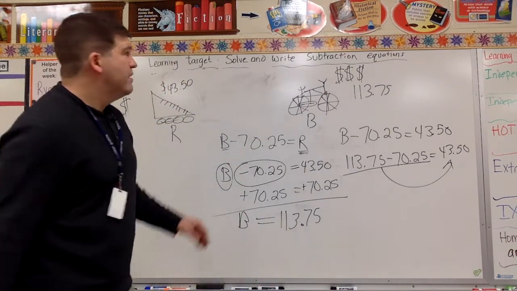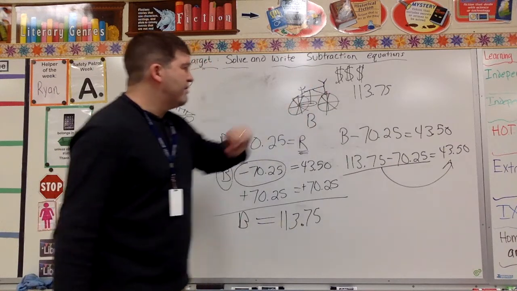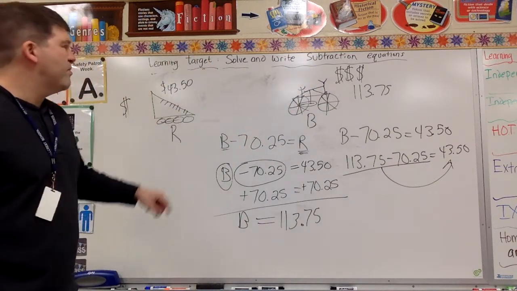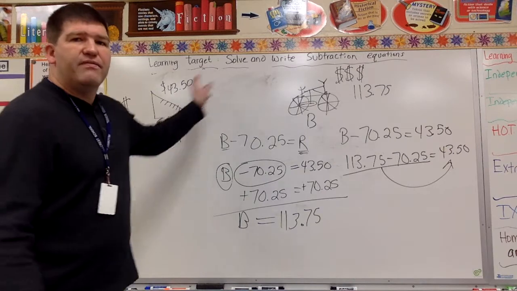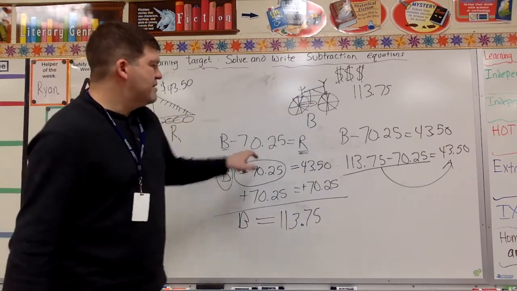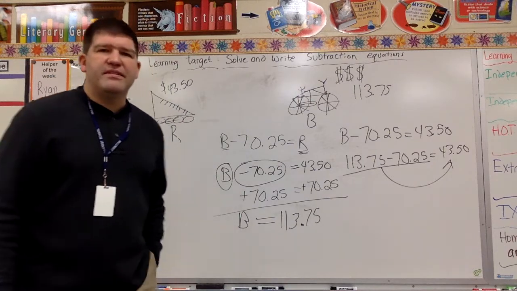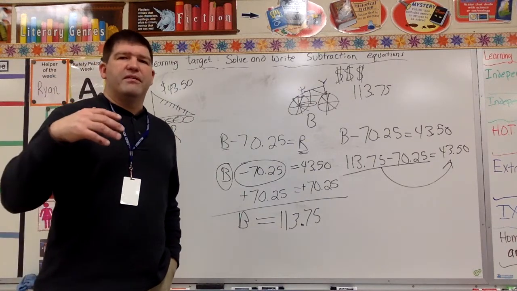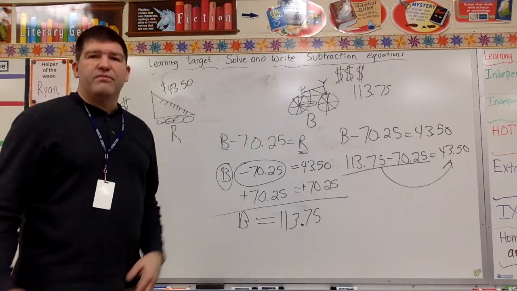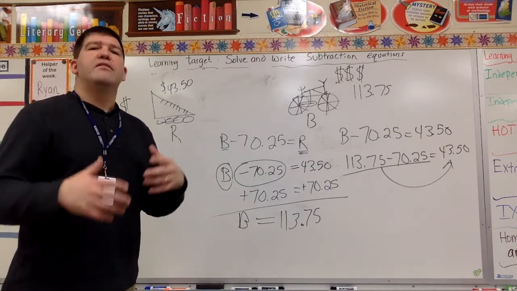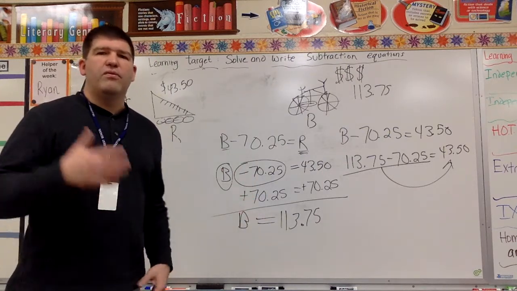Now I know my cost of my bike, $113.75. My cost of my rollerblades is $43.50. The difference of those two was this $70.25. Okay? We'll keep working on these. It takes a lot of time to think it out. Draw diagrams, whatever you have to do. Keep talking it out. See if it makes sense. What do you know? What do you need to know?